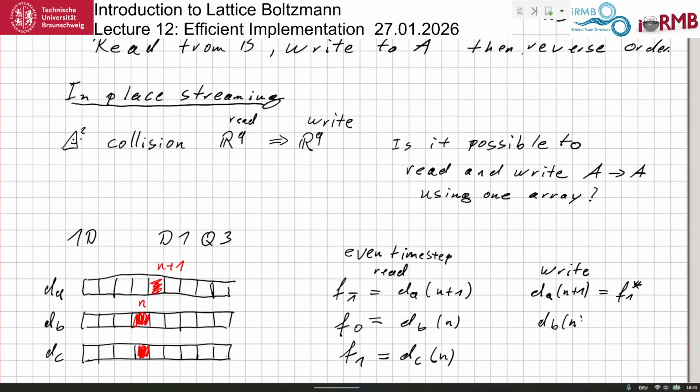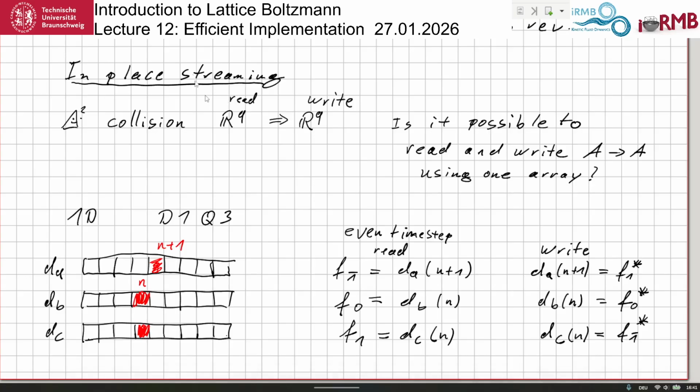DB, n, here we store again the one that is not moving. Yeah, so this will just stay where it is. And DC, n, will have f minus 1 star. Now we have obtained what we want to do. We have moved the f1, we have moved this one to the right, and the f minus 1 to the left. Yeah?